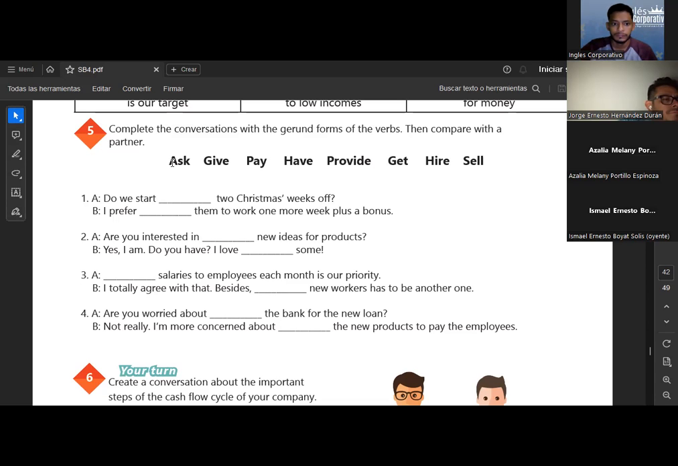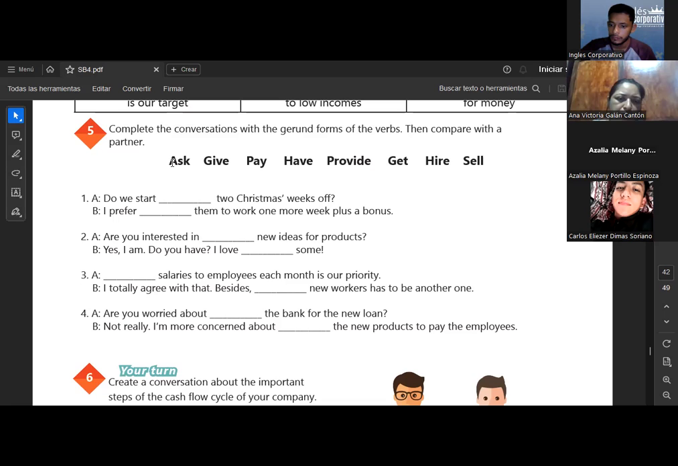We will start provide Christmas gifts. I prefer paying them to work one more week plus a bonus. Like you said, paying right here, right? And the one up here, what do you say, Azalia? Provide, teacher. Providing. Yes. Okay. Guys, do you agree with these ones? We believe so.